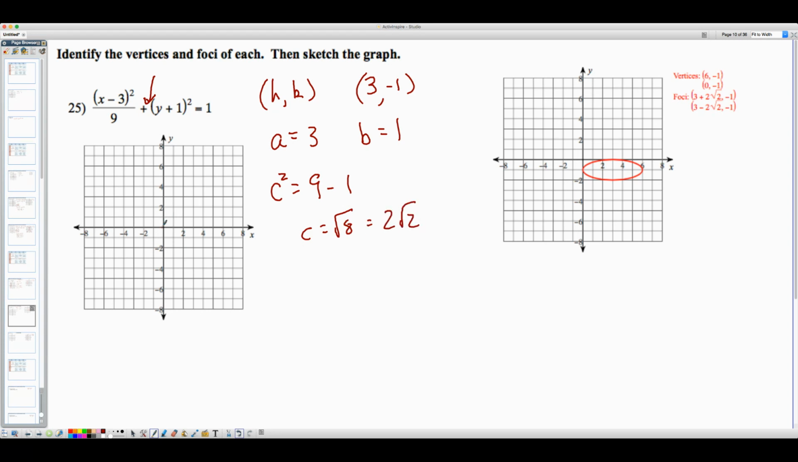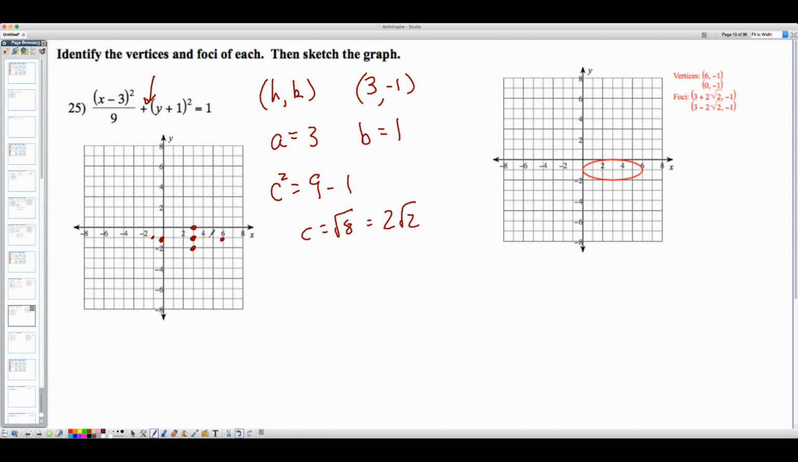So I can graph this by looking at (3, 1), (2, 3), (-1). Since this is horizontal, I'll go 3 in the positive direction and 3 in the negative direction. I'm at 3. Then I'm going to go 1 in the positive direction and 1 in the negative direction. Those are my vertices and co-vertices.